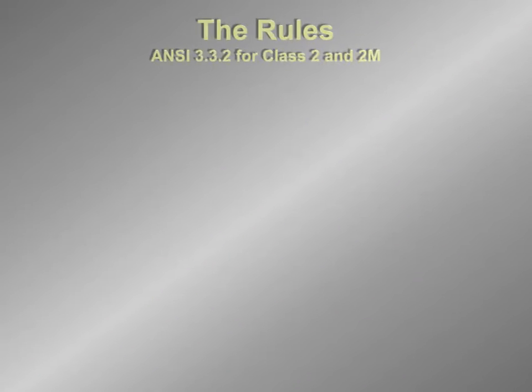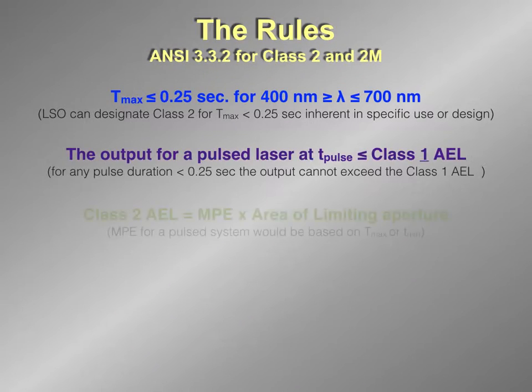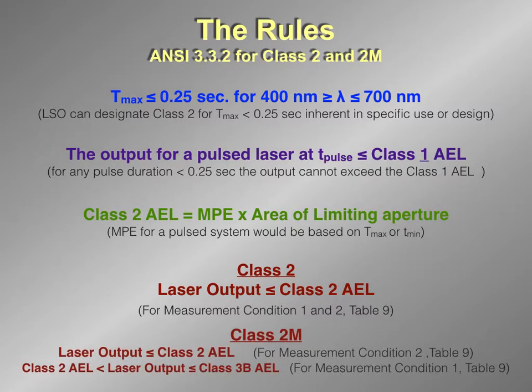So let's look at the rules for Class 2 and 2M. Pretty much the same thing. The only thing that's changed here is the Tmax. It's a quarter of a second. And also you'll notice Class 2 is strictly for visible. For a pulsed laser, looking at Class 2, T-pulse must be less than or equal to the Class 1 AEL. So for pulse systems in Class 2, that single pulse has to be less than or equal to the Class 1 AEL, and that is for any pulse duration less than a quarter of a second.